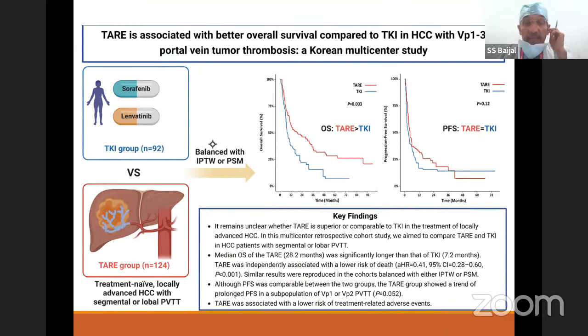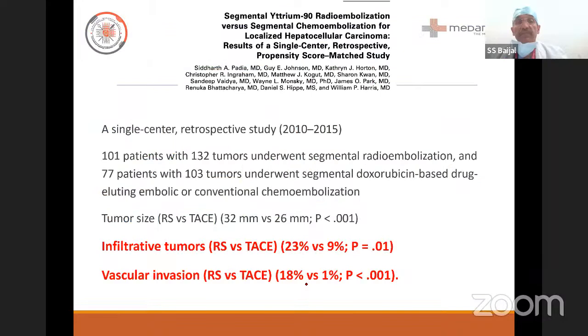The Korean study has also very recently come out with their experience, in which they said that the overall survival of TARE as compared to TKIs was significantly better, 28.2 months as compared to just 7 months with TKIs, with a much lower risk of death. They also said that the progression-free survival, even though similar in the two groups, showed that the TARE group had definitely better progression-free survival, especially in the VP1 or VP2 patients. There were also definitely much fewer adverse events, and therefore it was much more easily accepted.